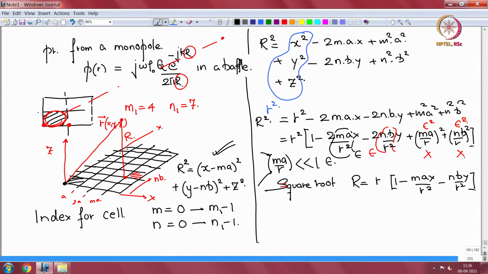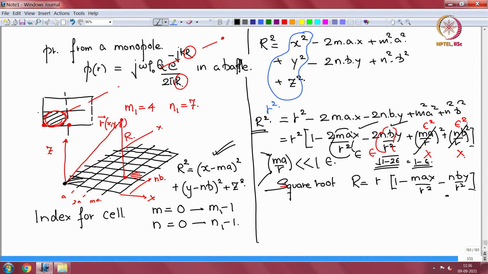Okay, what have I done? I have done root over 1 minus 2 epsilon is equal to 1 minus epsilon. I have done that binomial expansion and removed the square root. I drop these terms, then I am left with R square, took a square root. These are small terms, twice epsilon terms, so I made them 1 minus epsilon. I have reached this point.